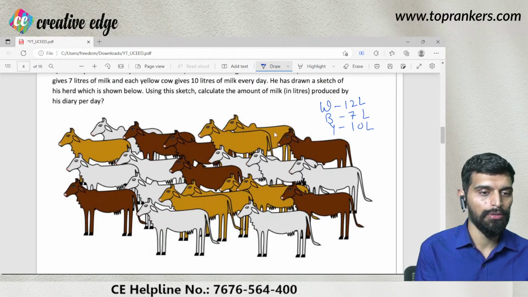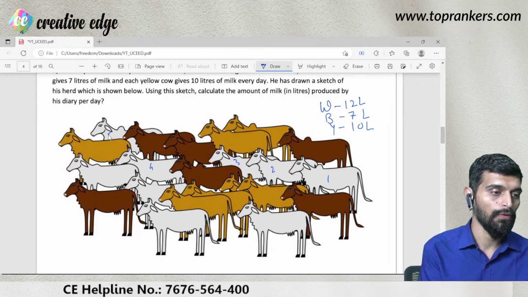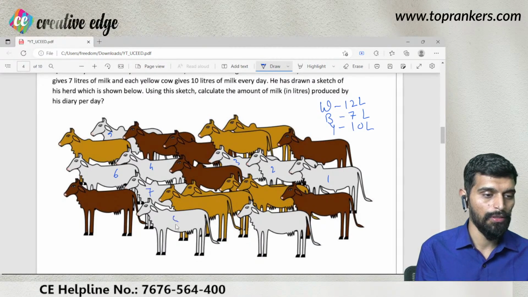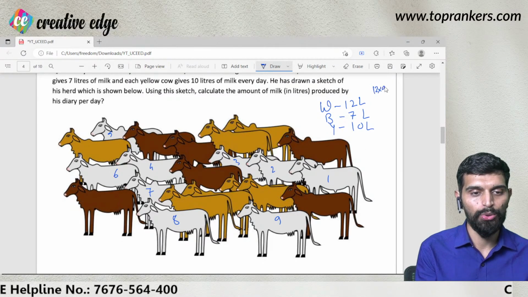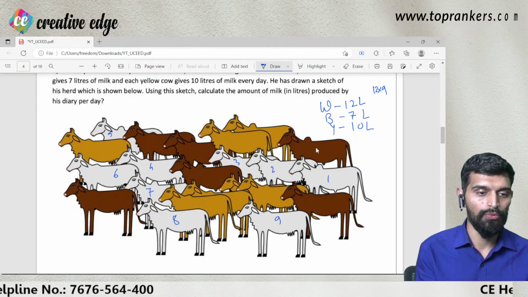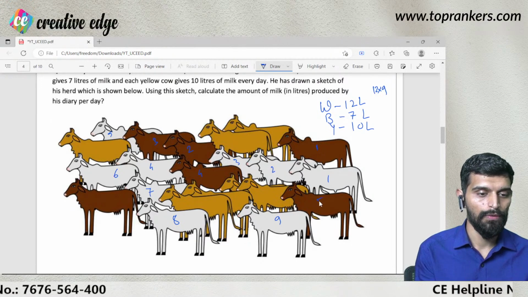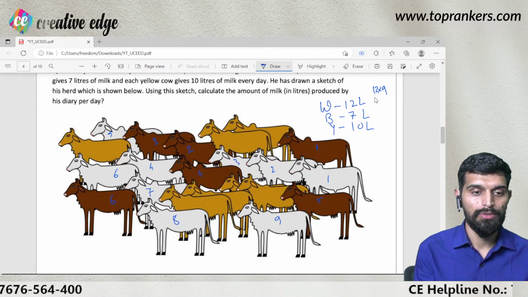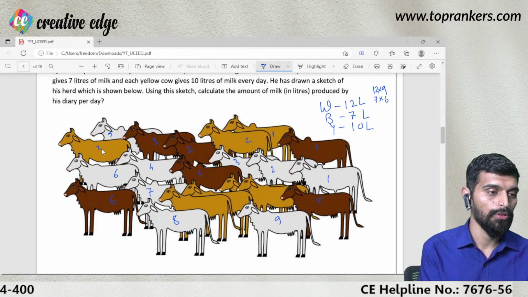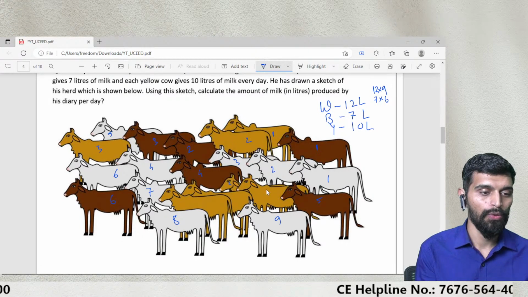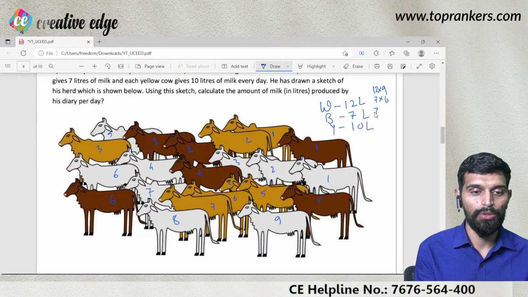So, let's count the white ones first. One, 2, 3, 4, 5, 6, 7, 8, 9. So there are 9 white ones. So 12 into 9. Then the brown ones. 1, 2, 3, 4, 5, 6. So 7 into 6. And the yellow ones. 1, 2, 3, 4, 5, 6, 7. 7 into 10.